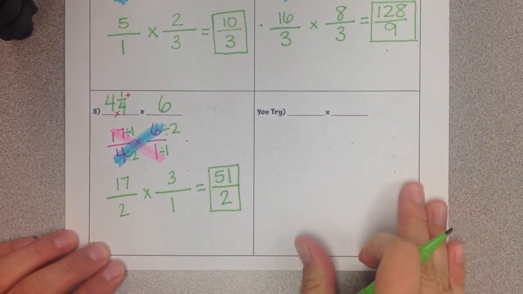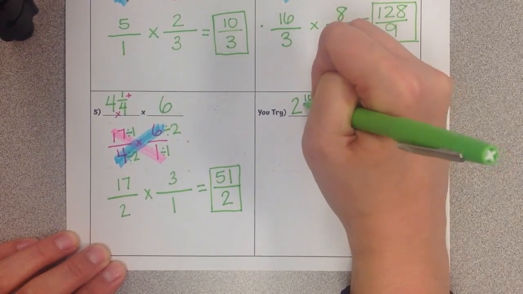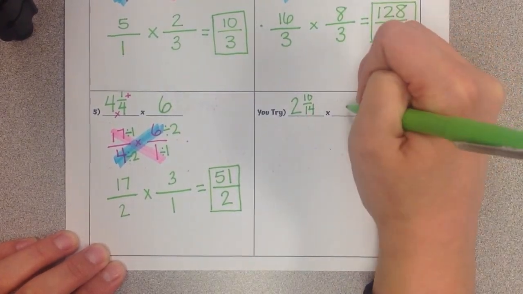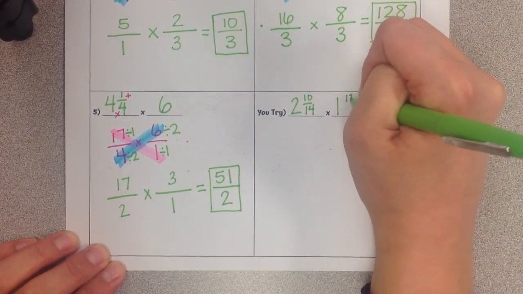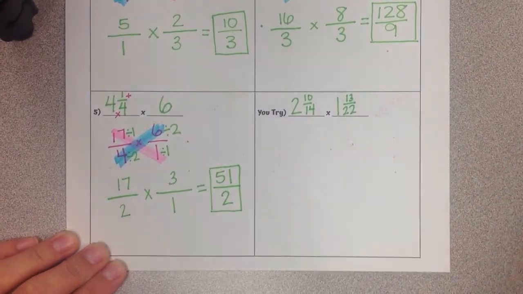So for your you try, you have 2 10/14 times 1 13/22, right? Good luck.